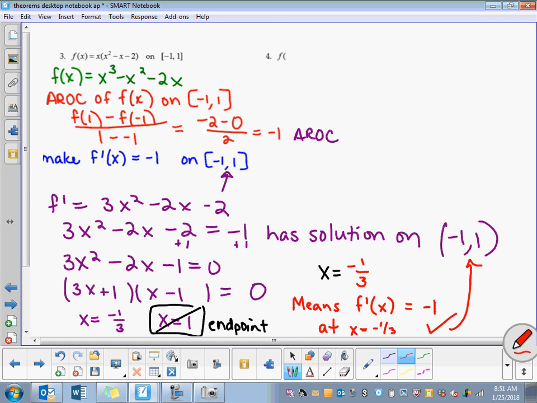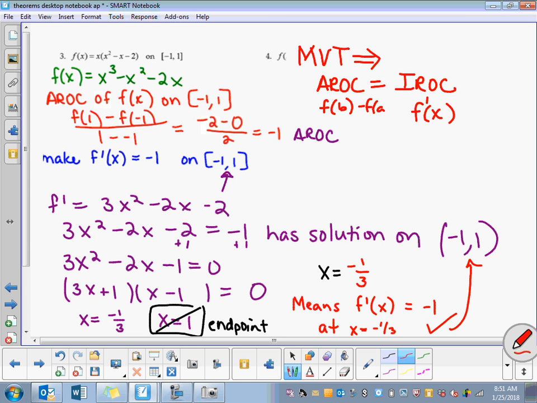And when you see mean value theorem, you're automatically going into, all right, that means average rate of change, instantaneous rate of change, take my derivative, and set the function inside it equal to the value that's the average rate of change.